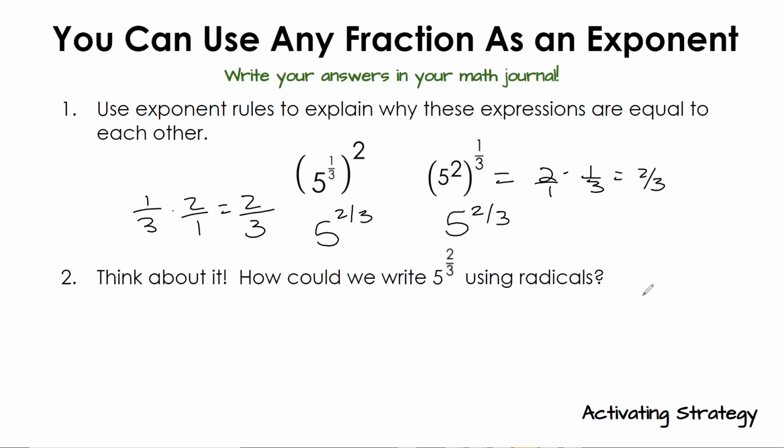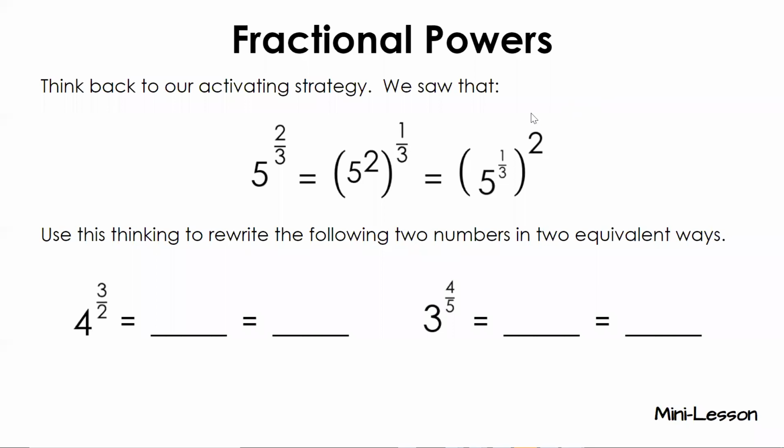Okay, so going back to our little diagram that's up on the board. If our numerator is 2, that's going to go inside the radical. Our denominator is 3, is going to go in the little cubby hole. Okay, so in our activating strategy, we saw that 5 to the 2/3 is the same thing as 5 to the 2nd raised to the 1/3, which is the same thing as 5 to the 1/3 raised to the 2nd. Using this thinking to rewrite the following two numbers in equivalent ways.